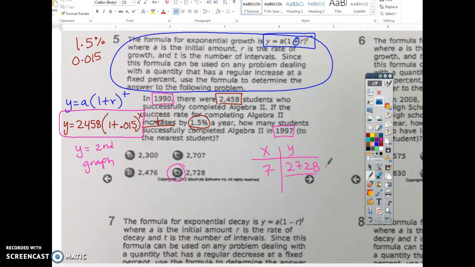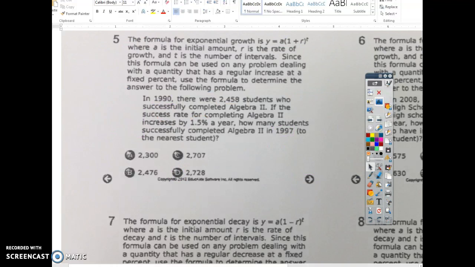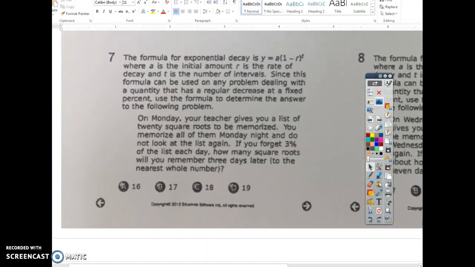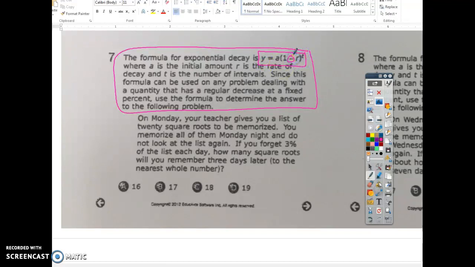Problem number 7. Is the same thing. The whole top talks about the type of equation that you're going to be using. You're going to be using the one with a minus now. Okay? So y equals a, parentheses, 1 minus r to the power of x. And let's see what numbers I'm going to have to use. On Monday, your teacher gives you a list of 20 square roots to memorize. So you started with 20. Y equals 20 that you memorized. 1 minus.